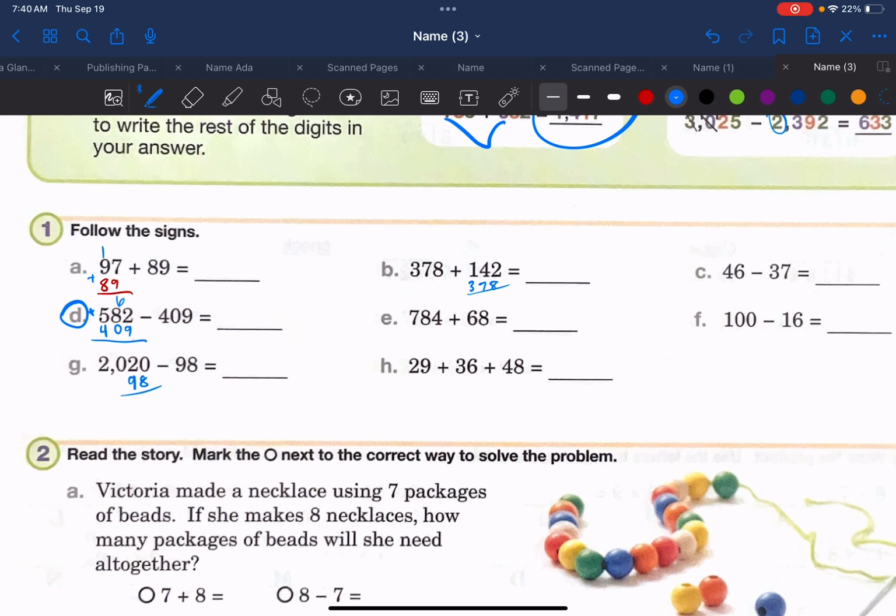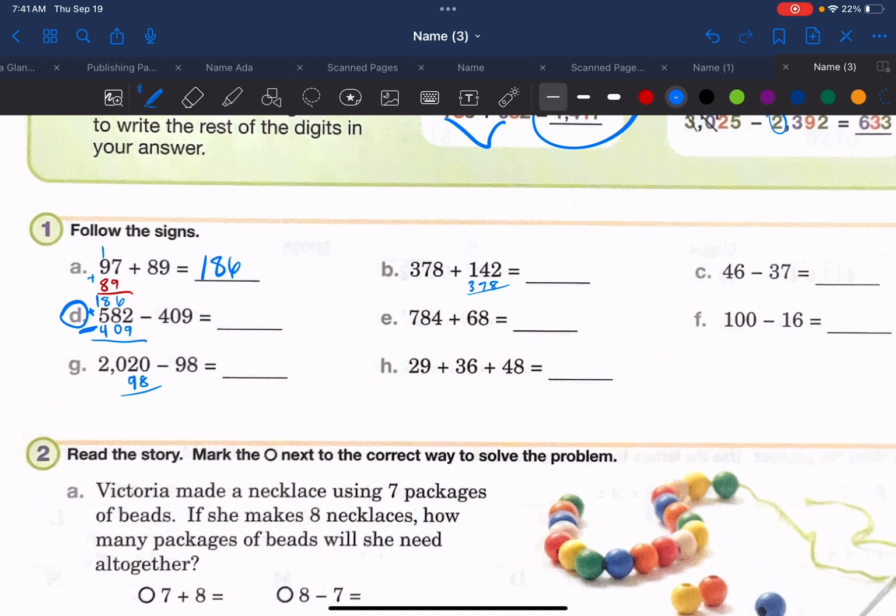Okay, then you have 9 plus 1, 10, plus your 8 means 18. So 186. I'll go down to D to do the subtraction one.